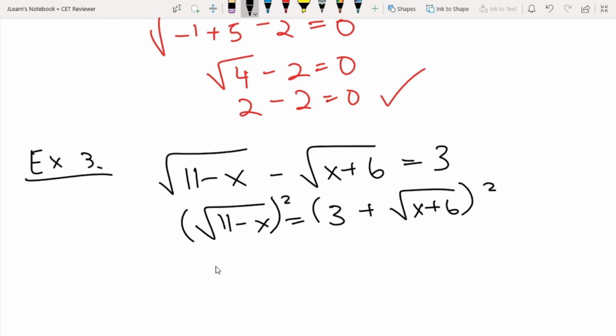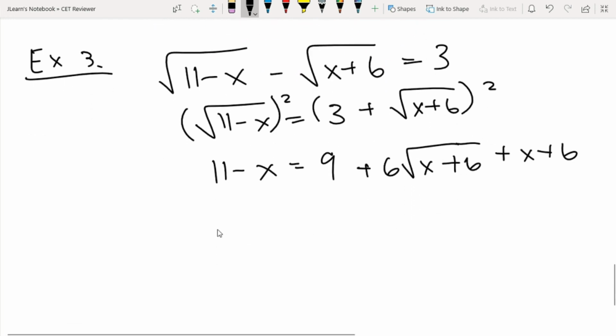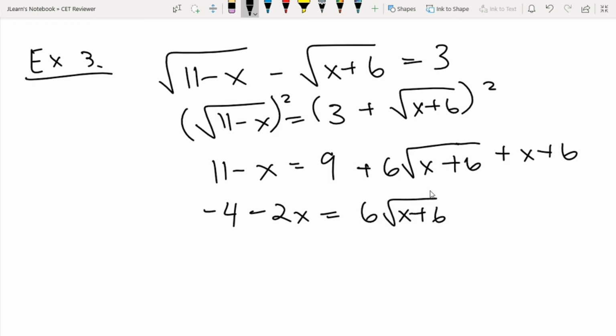So, we get now 11 minus x is equal to 9 plus 6 square root of x plus 6 plus x plus 6. Okay? So, paano nakuha to? Expand this using FOIL. Now, we try to simplify na, no? So, we simplify, we get negative 4 minus 2x is equal to 6 square root of x plus 6, no? So, linipat ko lang lahat ng x dito sa left-hand side and lahat ng constant sa left-hand side. And we get this. And kung mapapansin nyo, we are back to step 1, no?